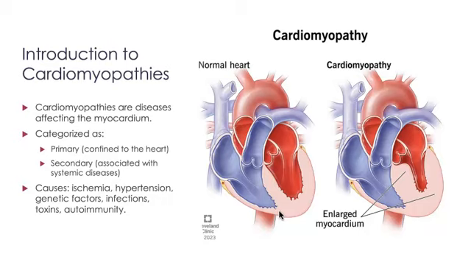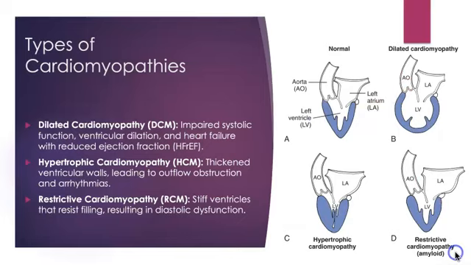The causes of these cardiomyopathies are really going to vary, ranging from ischemia and hypertension to genetic mutations and autoimmune disorders. Interestingly, the heart is the only muscle in the body that never takes a break. It beats about 100,000 times a day. So it's a hard-working muscle.